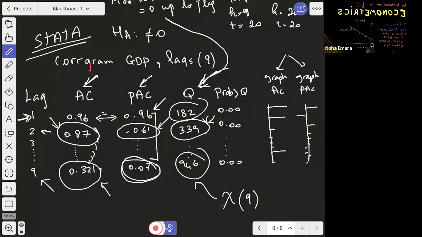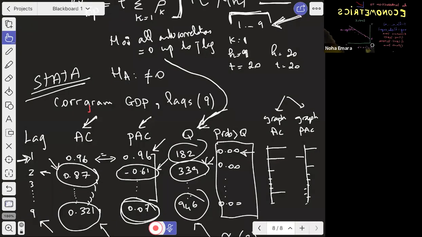It's always much easier to look at the p-value. So when I analyze this one, there is a 0 probability that the null is true. So again, what is your null? The null is saying that I have 0 correlation up to lag 1. There is also a 0 probability that the null is true, that there is a correlation up to lag 2. There is a 0 probability that the null is true, that there is autocorrelation up to lag j.